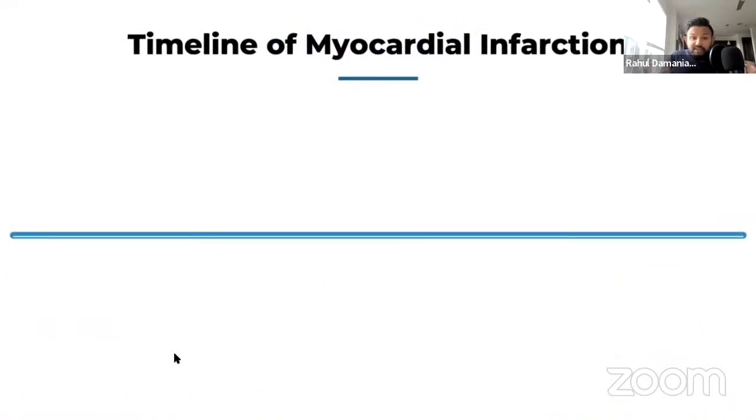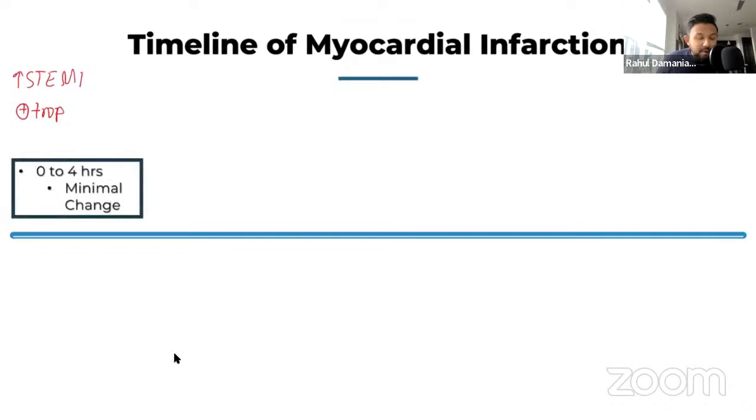So let's jump into the timeline of myocardial infarction. This is really important because what they'll do on your USMLE is they'll say, all right, here you have a patient who has elevated ST segment, and they have troponins that are elevated. And then afterwards, after this myocardial infarction, they'll give you a time period. So in our case, we talked about 9 months afterwards, but they may say, hey, within 4 hours, what's the change you're going to see? And that is pretty minimal change.